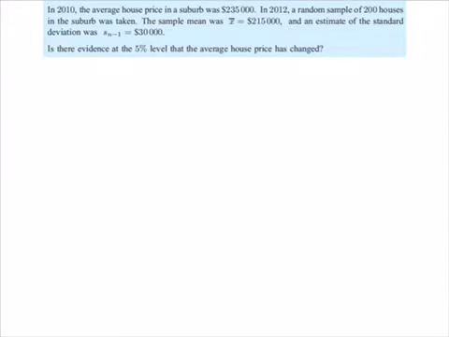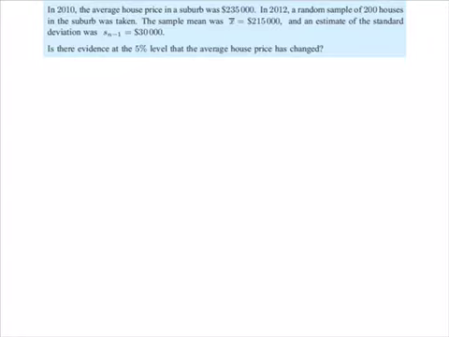Okay, so this is a slightly different question. In 2010, the average house price in a suburb was $235,000. In 2012, a random sample of 200 in the suburb was taken. The sample mean was x bar equals 215,000, and an estimate of the standard deviation, s_{n-1}, notice that it is an s_{n-1}, so that is an estimate of the standard deviation, equals 30,000. Is there evidence at the 5% level that the average house price changed?